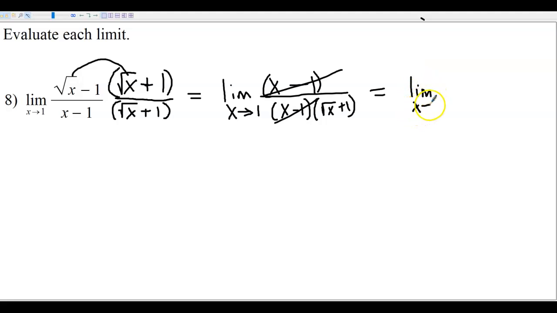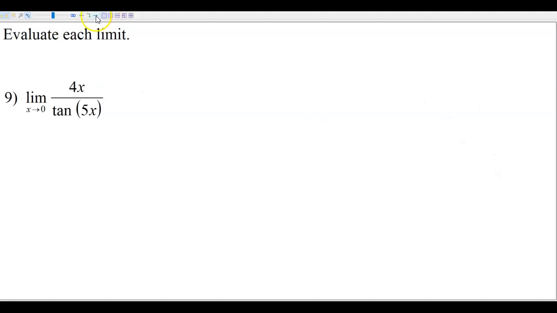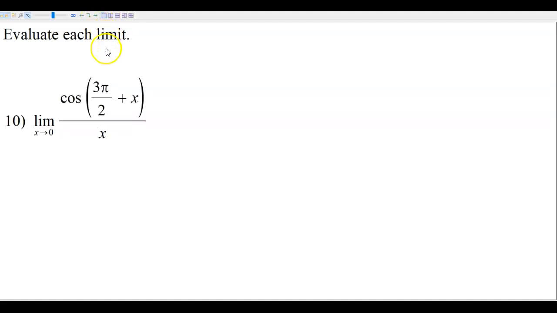So now we have a new limit without the x minus 1 on the bottom, and that x minus 1 on the bottom was the reason why we were getting undefined. But now that we have this, we can go ahead and do our direct substitution again, and I get the square root of 1 plus 1 is 2 on the bottom, and then the answer is 1/2 as a result. Okay, so that is the rationalization method. Let's go ahead and move on to number 10.